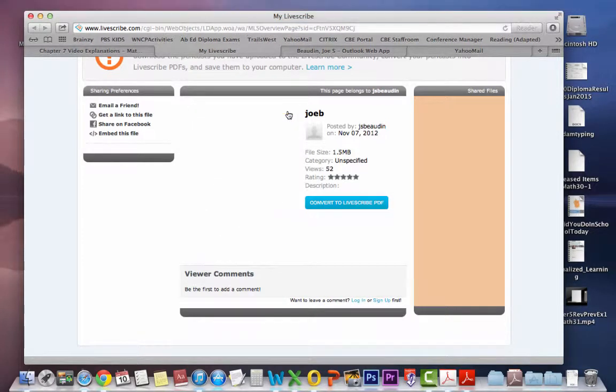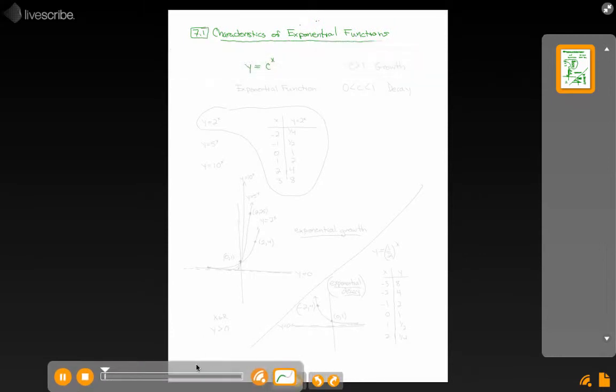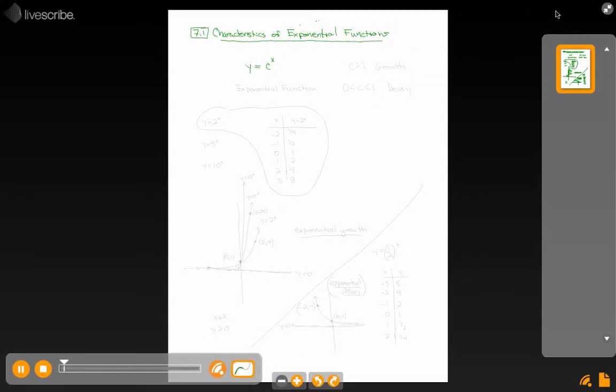This example comes out of section 7.1, Characteristics of Exponential Functions. Our basic exponential function is given to us in this form, y equals c to the x. So c is any constant here, so first of all let's title this thing exponential function. Different books use different letters for C, A, B, whatever. We're using C just to distinguish it from our A and B that we've used in transformations when we did stretches, because we will later on in 7.2 stretch these things.